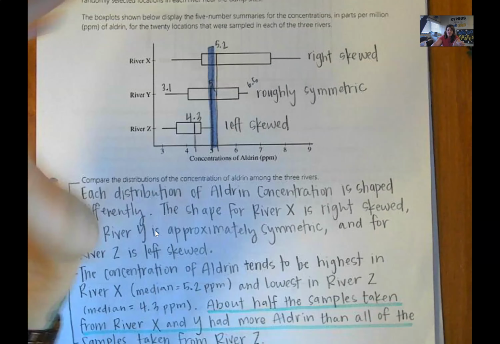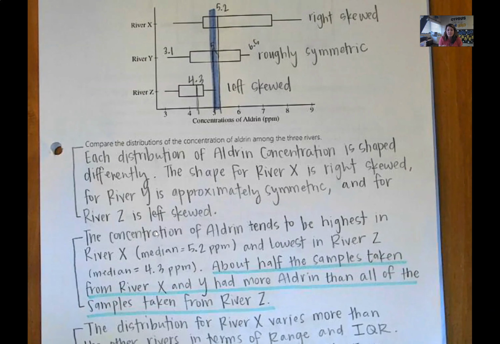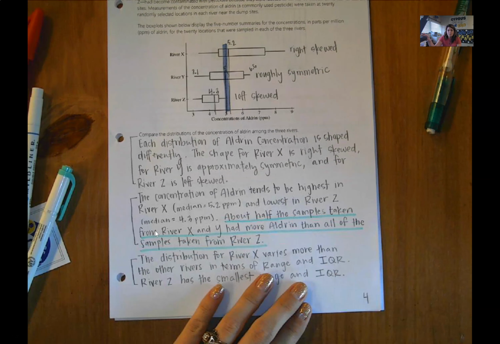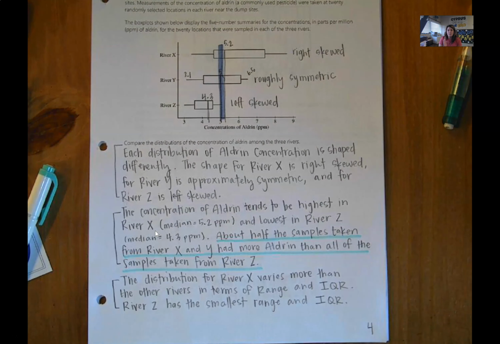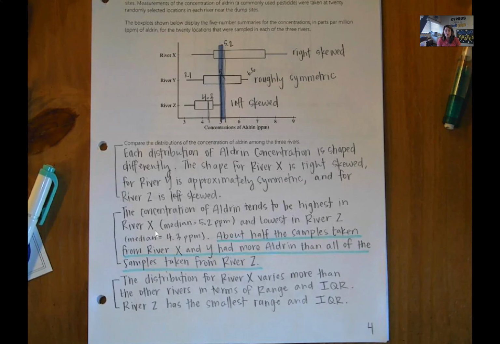I know that that's kind of a complicated idea to catch, but it is very important when you are looking at box plots that you try to recognize things like that. So about half of the samples taken from the top two rivers had more Aldrin than all of the samples taken from river Z. Then lastly, I mentioned spread.